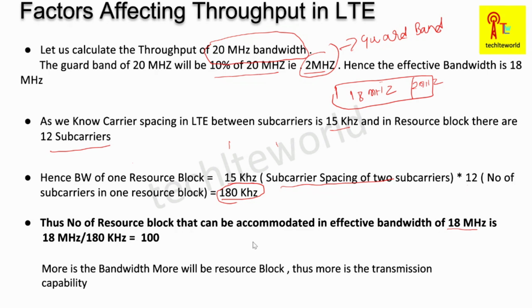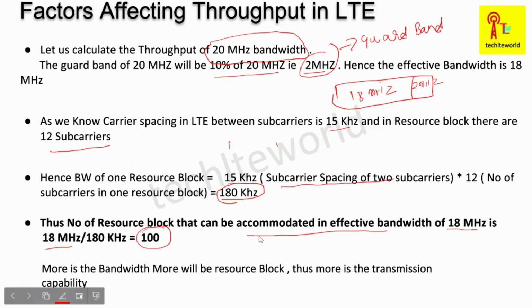So the number of resource blocks that can be accommodated in this effective bandwidth can be calculated as 18 megahertz divided by 180 kilohertz. Okay, so it basically gives us a number of 100. So it means that 100 resource blocks can be accommodated in this particular bandwidth. This is very important. You need to remember this number, which we'll be using in our further calculation, right? So 100 resource blocks can be accommodated in the 18 megahertz effective bandwidth.